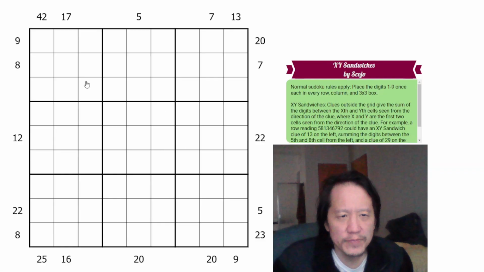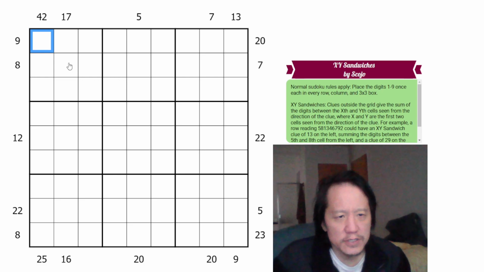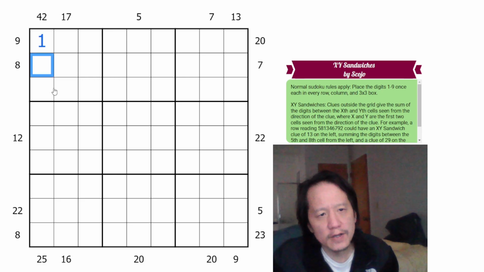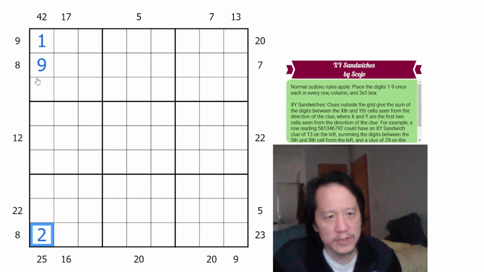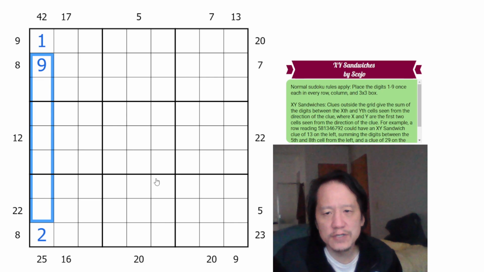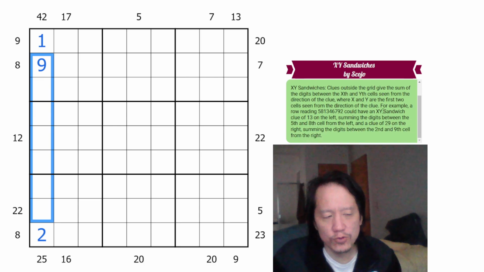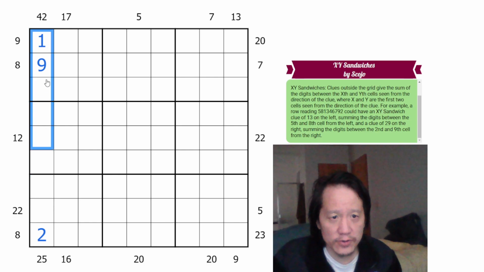Okay, so this is between the 1st and the 9th, and it has to be, obviously, 2. That has to be the case, right? You can only have 7 digits in between. So then the max is 42, which is exactly what the number is, so therefore it has to be the max.